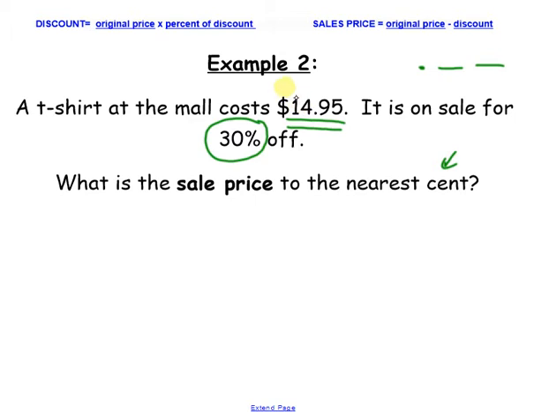So let's go ahead and start to calculate. We're going to have to do 14.95, because that's the original price, times the discount. Now remember, the discount is 30%. We need to move the decimal point back 2 spots. So you're going to multiply it times 0.30. Put that into your calculator, see what you get.